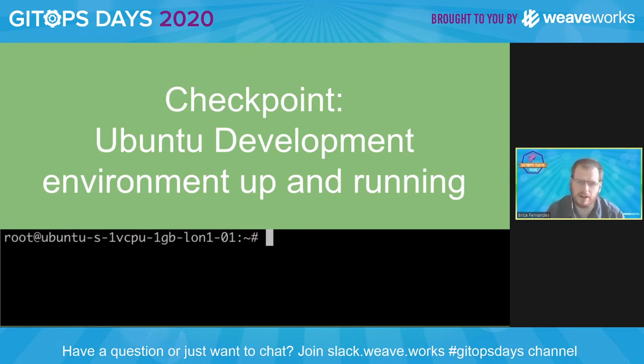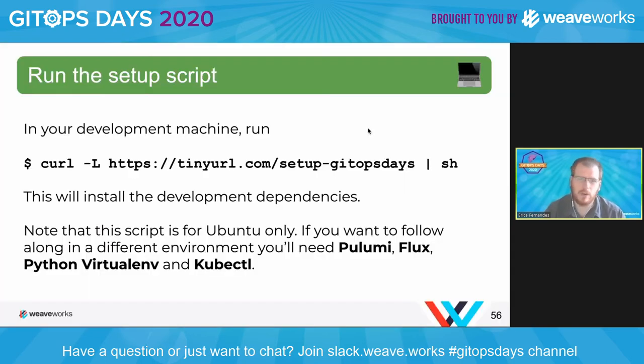So now we have our development environment up and running. We're going to be installing a set of dependencies. The dependencies we're going to have are Pulumi, which is our configuration and infrastructure declaration language, Flux, which is the GitOps agent we're going to be using, Python virtual environment, that's just a little bit of housekeeping for Pulumi, and kubectl, which is going to allow us to inspect our cluster.